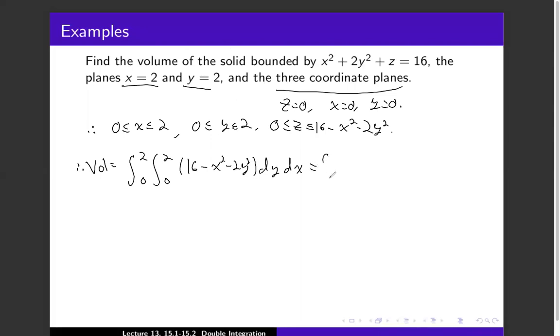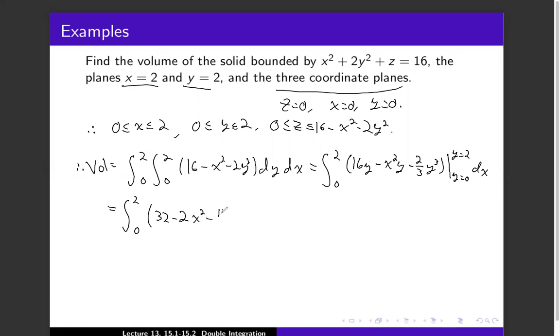That is going to be the integral from 0 to 2 of, in this case, let's say that we're doing it with respect to y first, 16y minus x squared y minus 2/3 y cubed, evaluated from y equals 0 to y equals 2, dx. And if you just evaluate that directly, it's the integral from 0 to 2 of 16 times 2, so that's 32, minus 2x squared minus 16/3, right? Because y cubed is 8, times 2/3, or negative 16/3, dx.